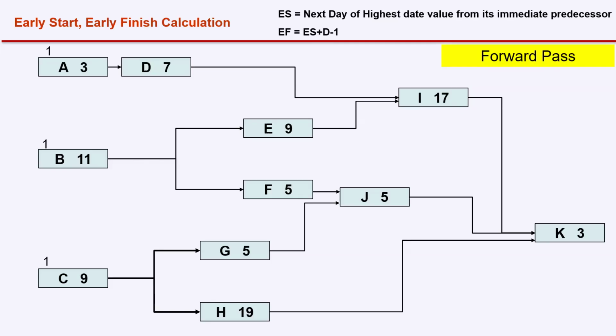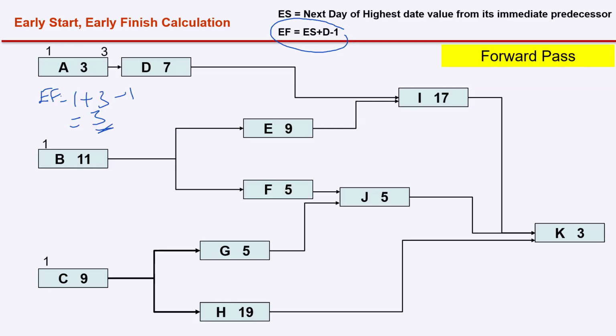To calculate the early finish of all the activities, we have a formula. Early finish is equal to early start plus duration minus 1. Let's do this for activity A. Early finish is equal to early start 1, plus duration 3, minus 1. 4 minus 1 is 3. So early finish is 3 weeks. Sorry, 3 days. Day 3, not 3 days, day 3.